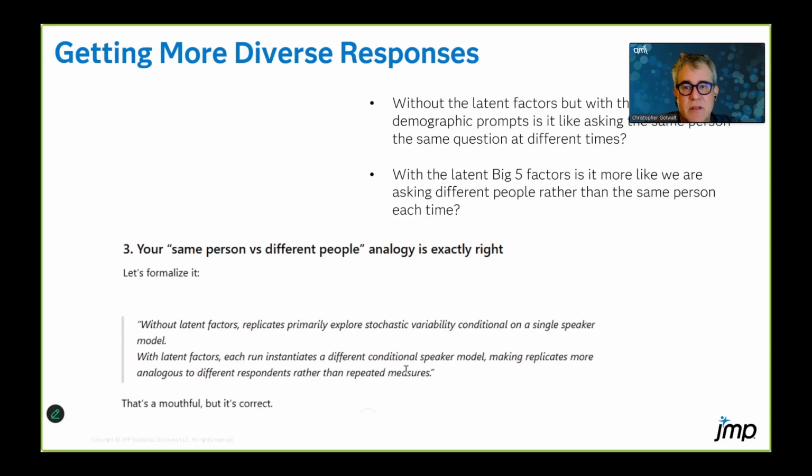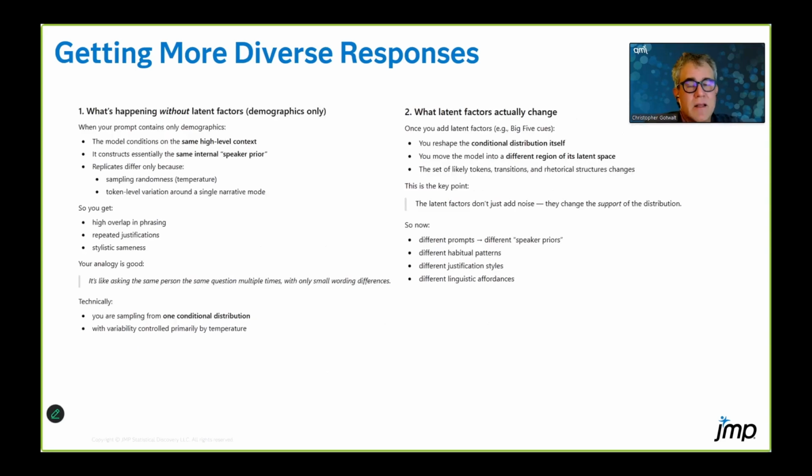I also asked if the original study was like asking the same person the same question repeatedly, and adding personality scores would make it more like asking different subjects, and it also agreed. It gave a detailed comparison, essentially saying that the speaker construct was the set of tokens summoned up by the prompt, and that having different speaker prompts changed the tokens and their generated distribution.